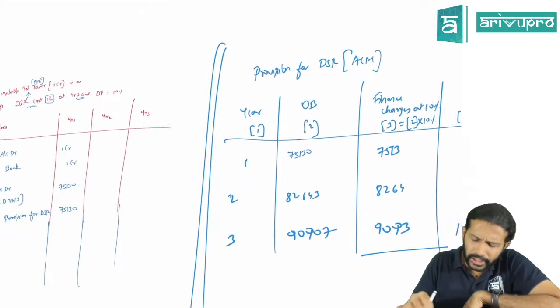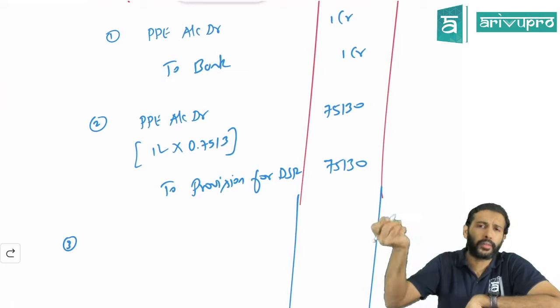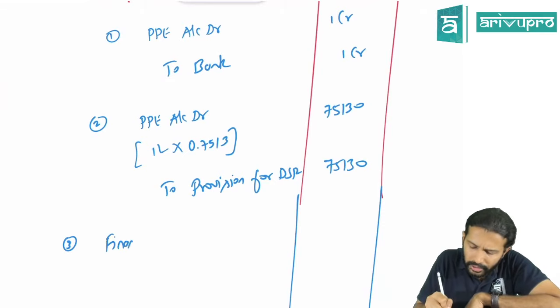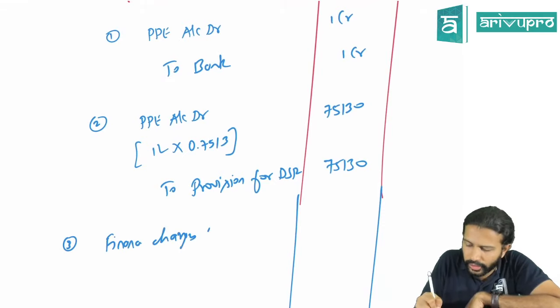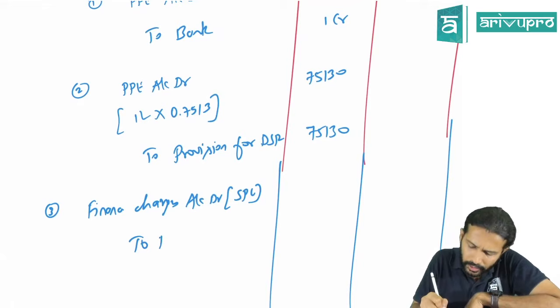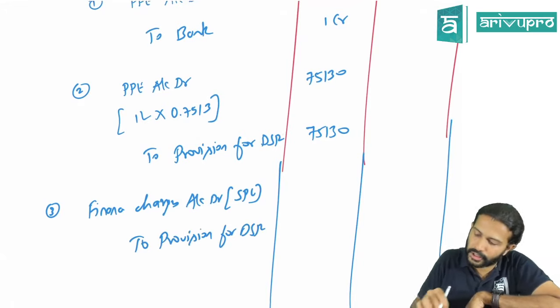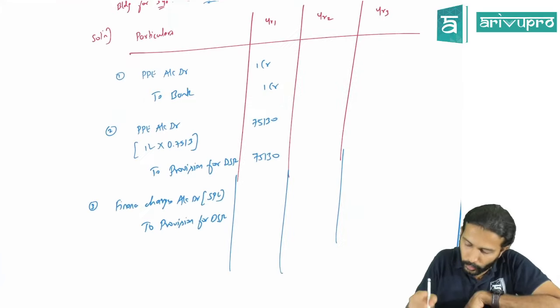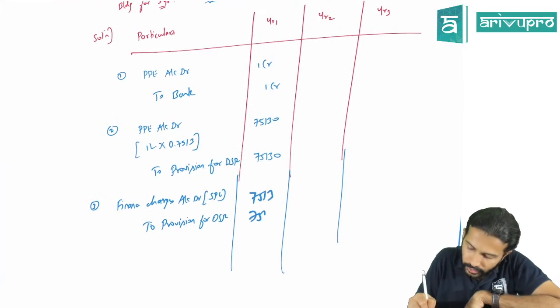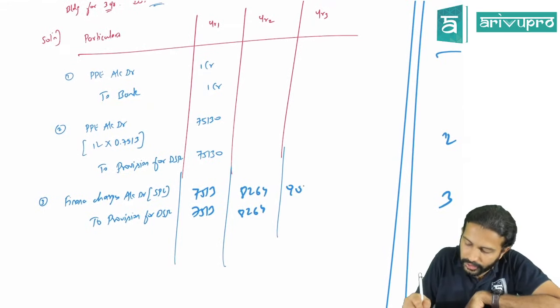So in terms of journal entry, if you require, okay. Every year you have to go on increasing the provision, right? So the journal entry for that will be finance charges account debit. This finance charges will go off to profit and loss account or a statement of profit or loss account, which we call it as SPL, to provision for DSR. Okay, first year finance charges is 7513, and then it was 8264 for second year. 3rd year it was 9093, like this.